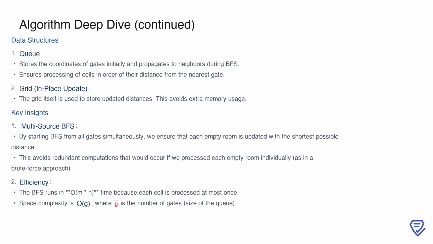The key data structures we rely on here are the queue and the grid itself. The queue plays a central role in BFS, storing the coordinates of gates initially and then their neighbors as distances propagate. This FIFO structure ensures that cells are processed in the correct order, based on their proximity to the nearest gate. Meanwhile, the grid serves as both the input and the output. By performing updates directly on the grid, we avoid using additional memory, making the solution more efficient.